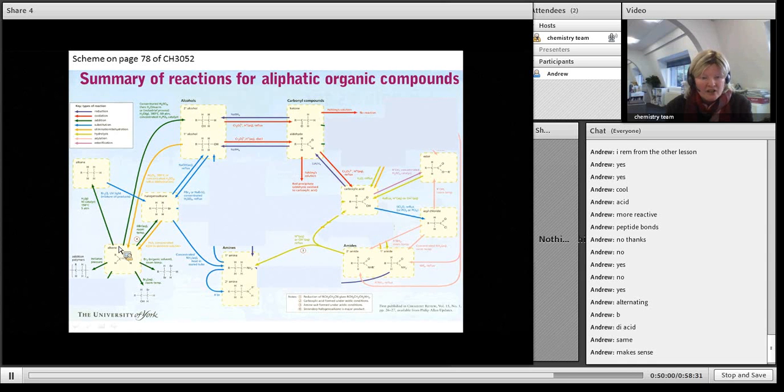I should have blanked this one out as well. You don't have to know this particular one over there. So actually, I should have blanked that one out. So there are your 4 reactions, and then you can see all this bit over here is what we did with the acyl chlorides, esters, carboxylic acids, and amides.